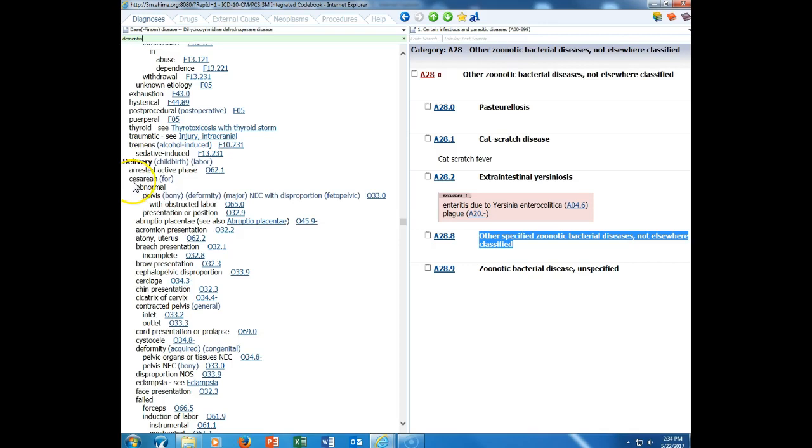Cesarean is indented 2 spaces. It's a subterm. 4 is a non-essential modifier. And then abnormal is indented 2 spaces. It's a more specific subterm. Pelvis is indented 2 spaces. It's a more specific subterm. And then it has all these non-essential modifiers. So that's how the alphabetical index is formatted.